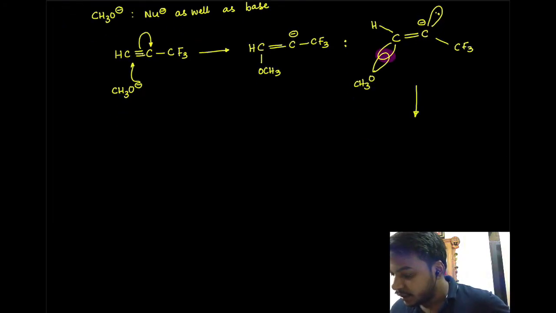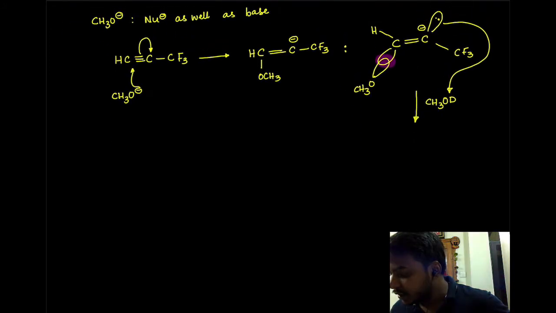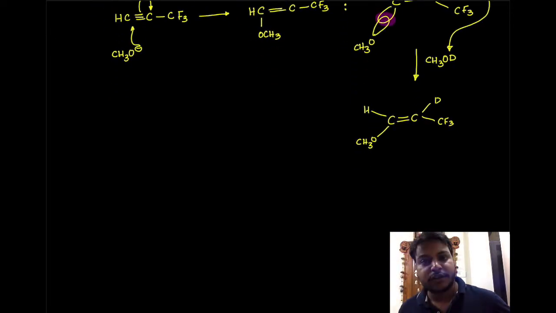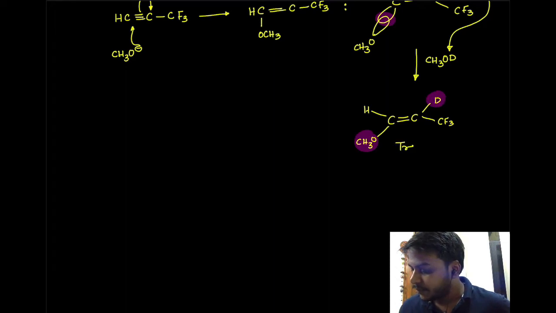And from here, when you treat that with CH3OD, this being a good base will extract a proton, in this case deuterium, and you will get this as C double bond C, D, CF3 and CH3O with H. So this is how it would be forming. You could observe that the addition which has happened, CH3O and D, is actually a trans addition.